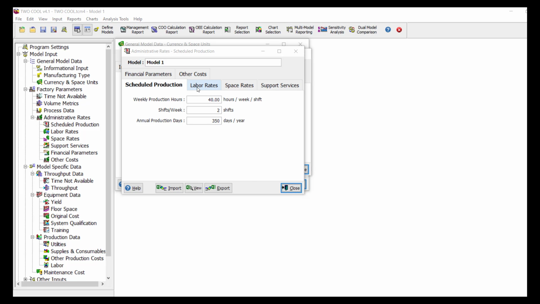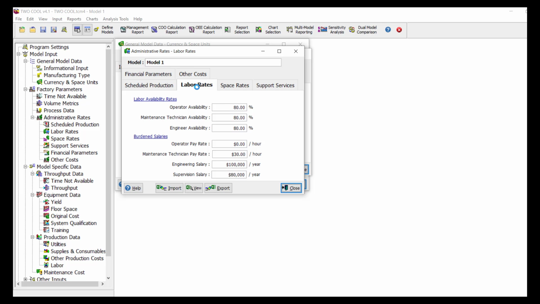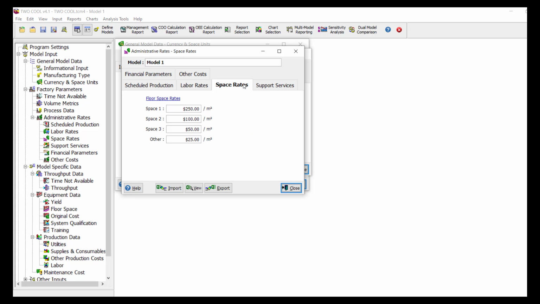The labor rates tab also has default values. I see your wages and salaries are a little bit different, so let's update those now. Space rates include depreciation on the building as well as general operating expenses for lighting and air conditioning. Your data indicated that these values were close enough for now. Support services are other costs that didn't easily fall into your fully burdened salary and wage rates, but in your case, there are none.